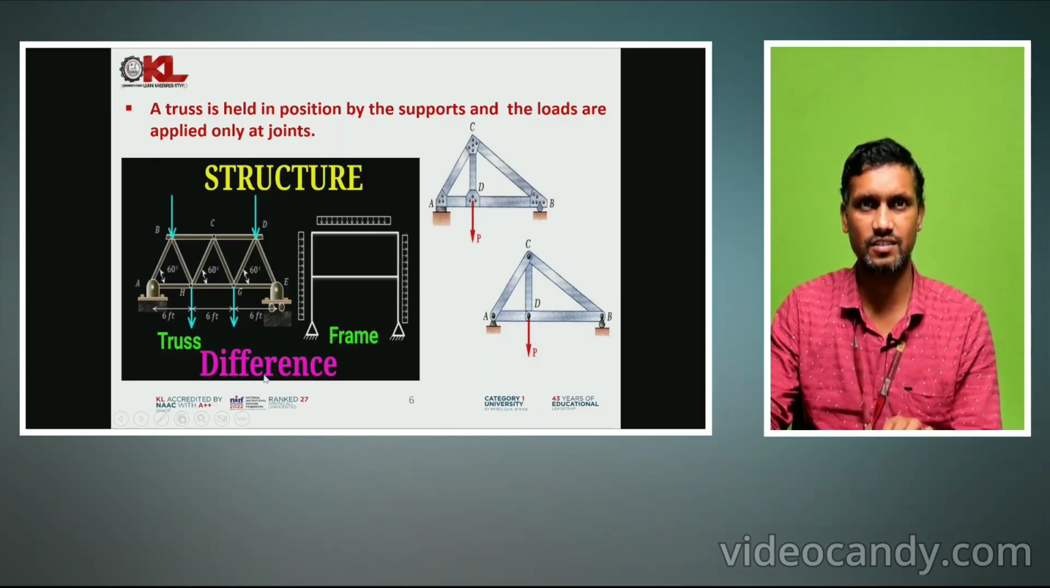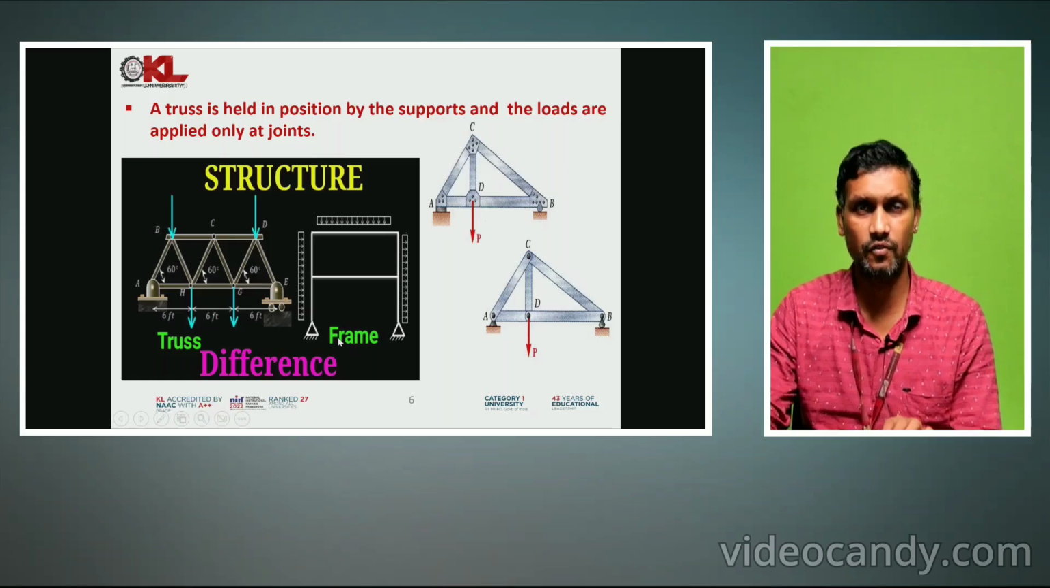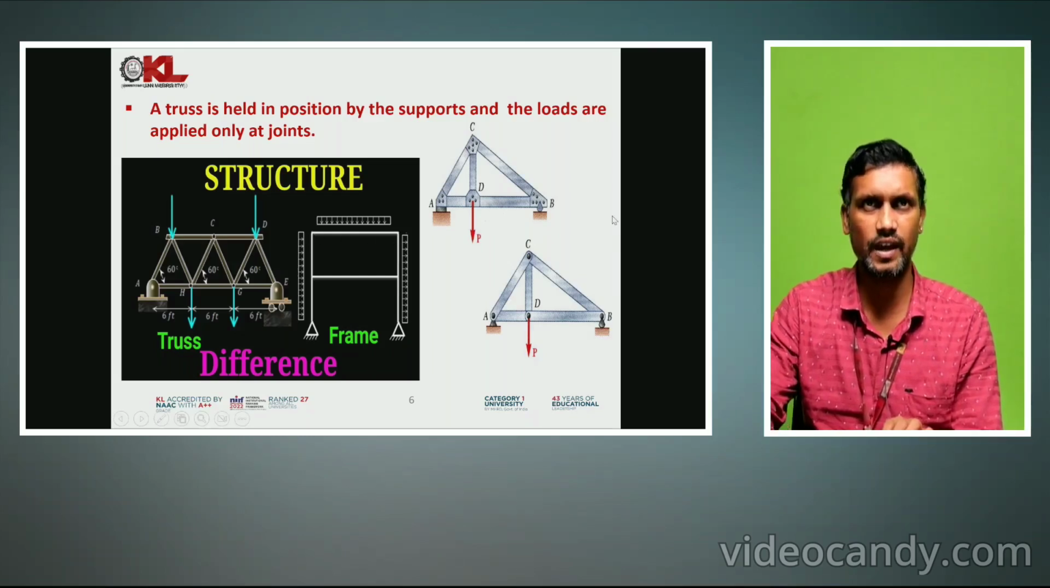This is a truss. When you talk about a frame, in a frame the force will act throughout the member, from B to C, from C to D, throughout the member. Then it is a frame. So there is a difference between truss and frame. In a truss, forces act only on the joints. In a frame, forces act throughout the member itself.